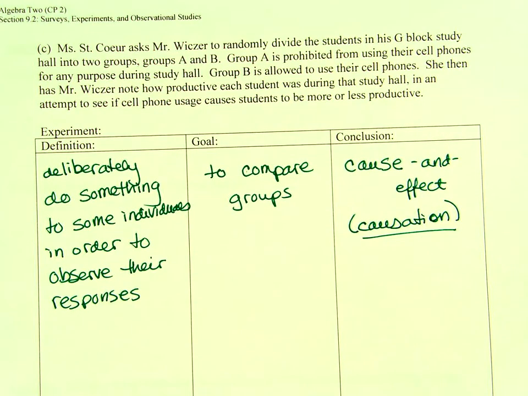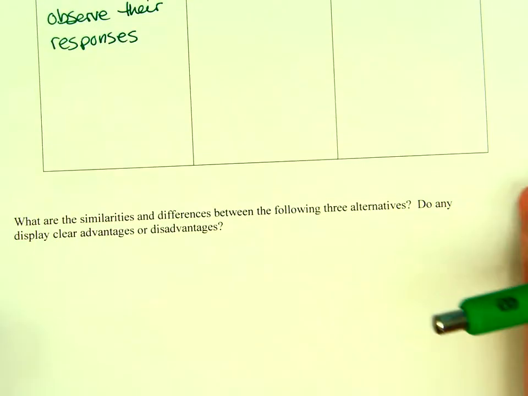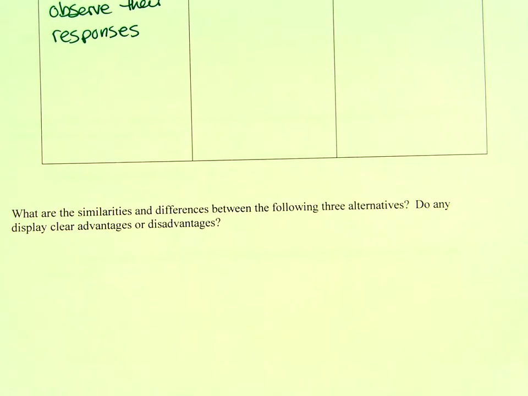If we're running an observational study, the best we can do is conclude a correlation, that two things are connected. If we're running an experiment, though, we can conclude causation, that one thing causes something else. What are the similarities and differences between the three alternatives? Do any display clear advantages or disadvantages? Well, all three different methods are collecting data, but the first two methods are really just collecting data. We can't actually conclude that one thing causes something else. In our third method, the experiment, we can actually conclude that one thing causes something else to happen.